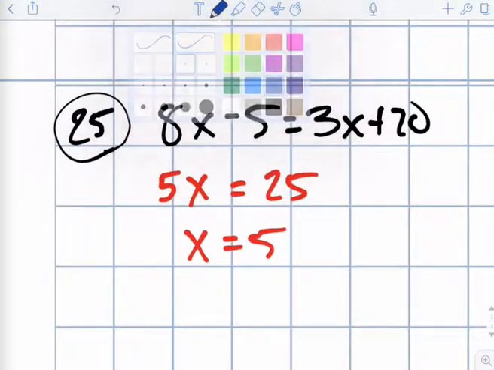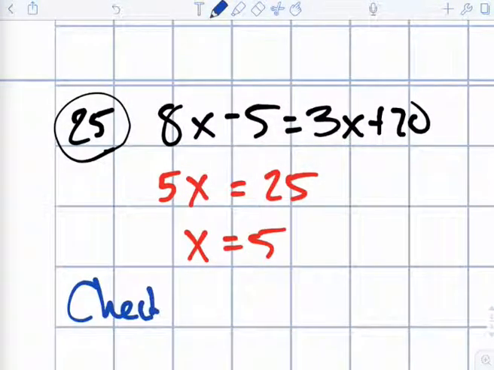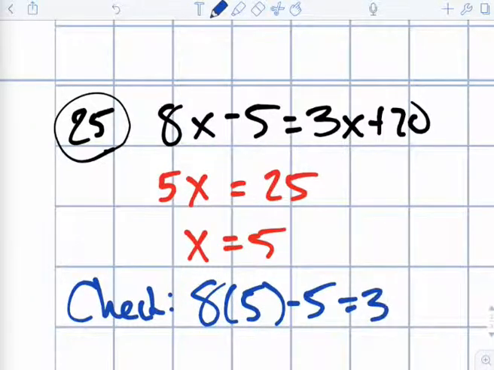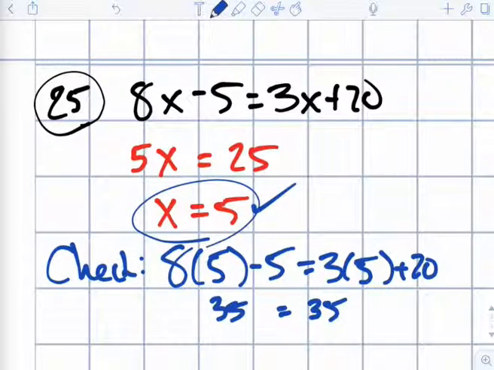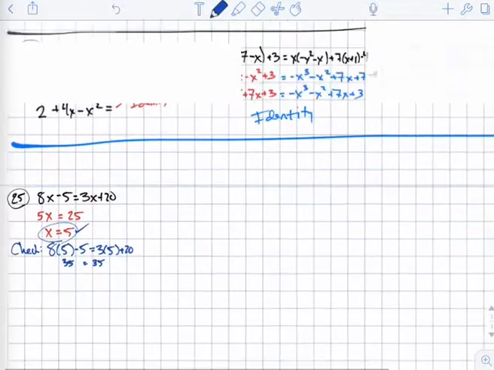And then if I want to check, I get 8 times 5 minus 5 equals 3 times 5 plus 20. And so that gives me 40 minus 5 is 35. And 3 times 5 is 15 plus 20 is 35. So that works. It's 25.